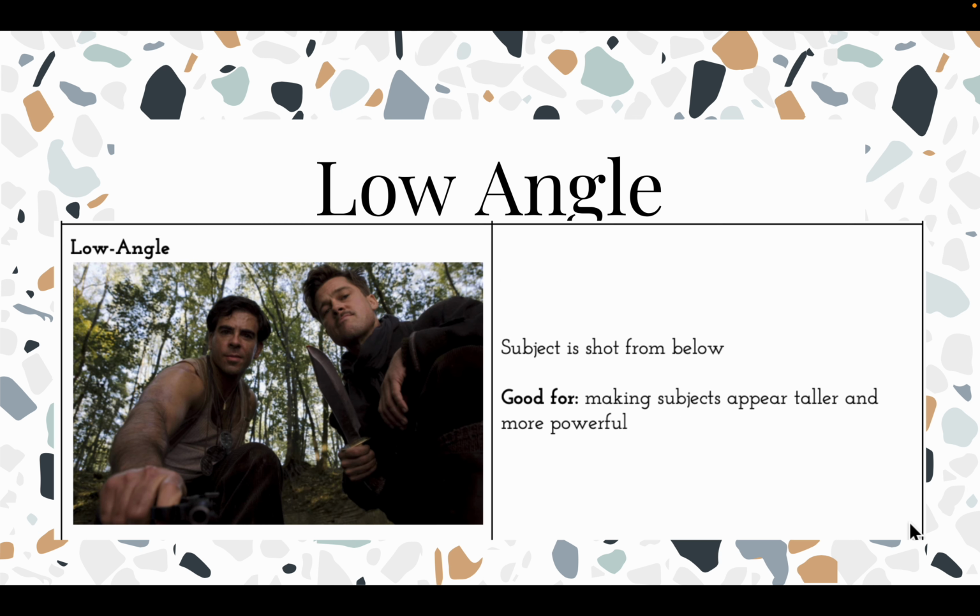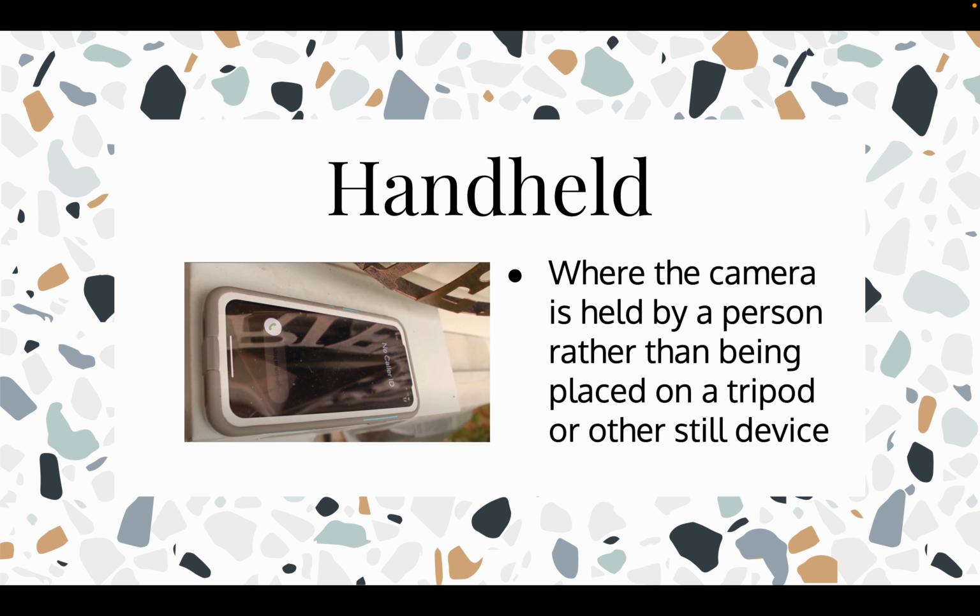You can have handheld, which is where the camera is held by a person rather than being placed on a tripod or other still device. This might be good if you're doing a tracking shot or if you're trying to show the raw emotions as they're being followed, just handheld, kind of trembling and doing normal life things.